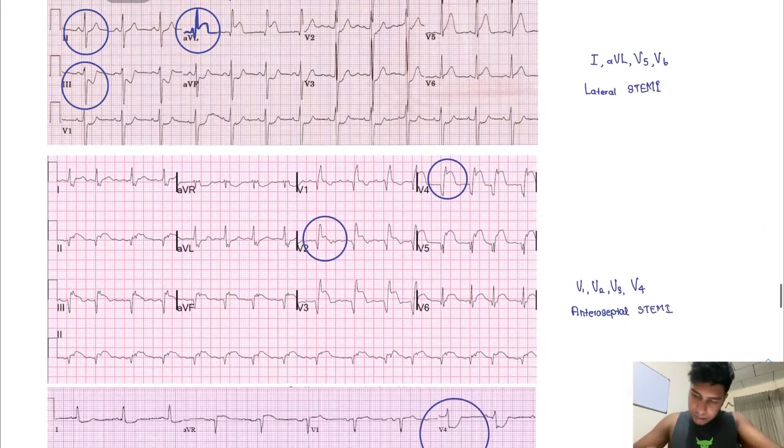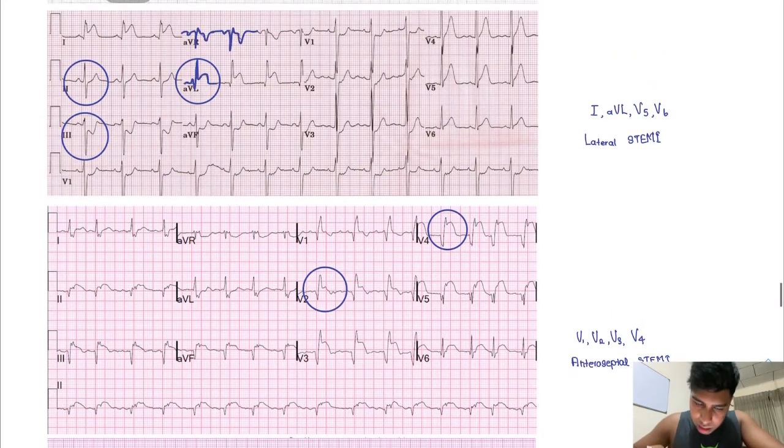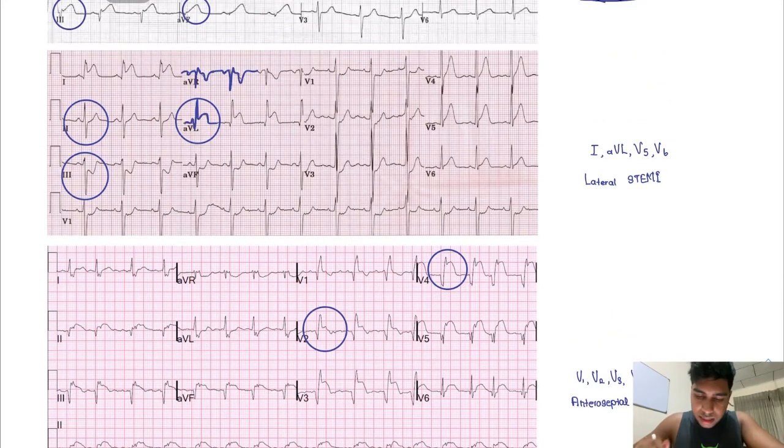Next we have what is called a lateral STEMI. It's a lateral STEMI because you get the changes in aVL, V5, V6 mostly. Even in lead 1 you can see the change here. So you can see the P, Q, R, S, T elevation.